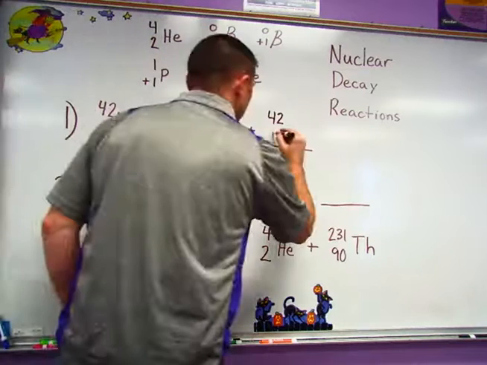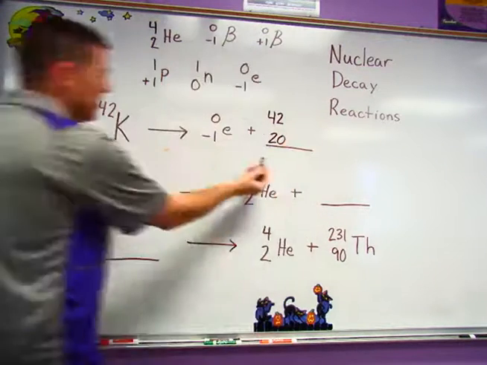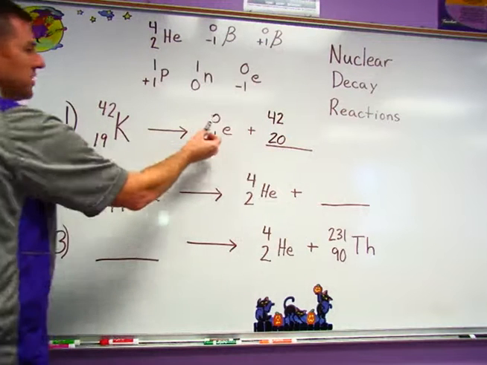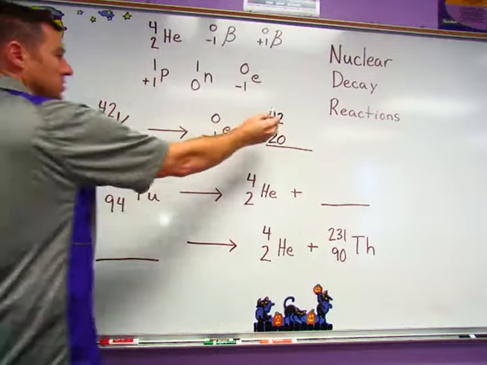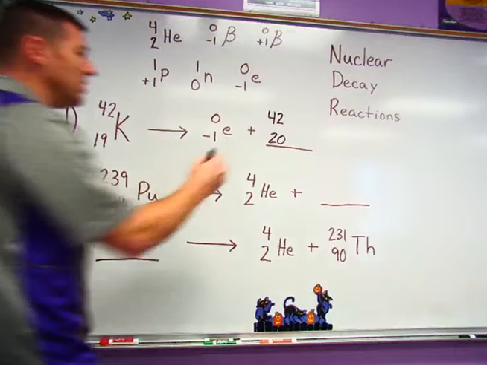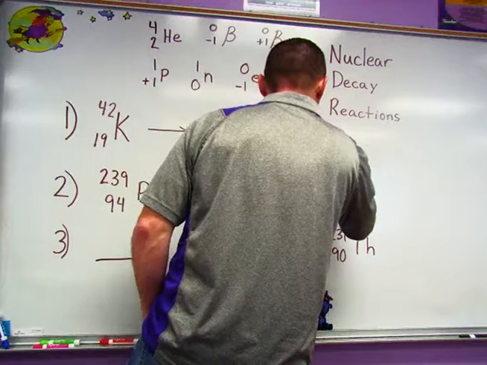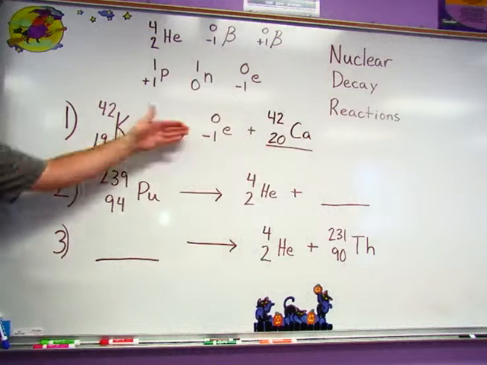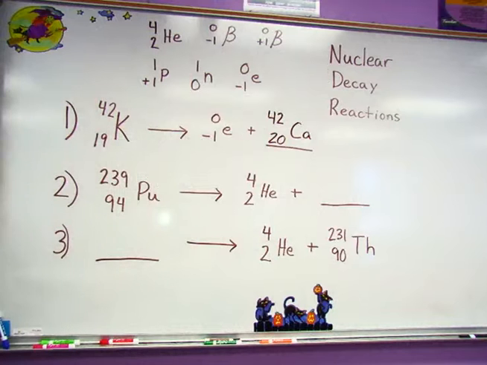The answer is 20. 20 plus -1 equals 19. 42 plus 0 equals 42. So 42 and 20 is your new element that is created through this decay. And if you look on your periodic table, atomic number 20 is calcium. So potassium 42 decays into calcium 42.